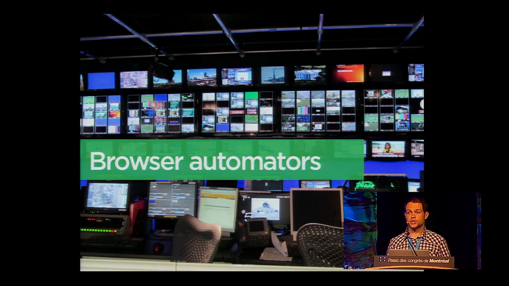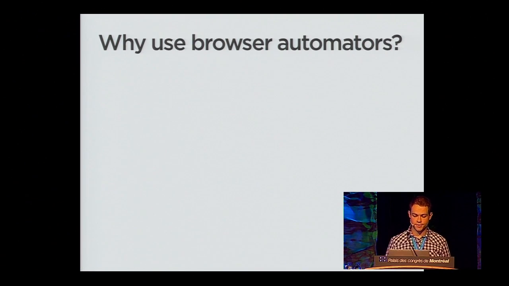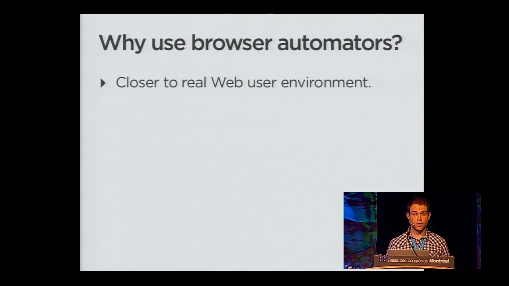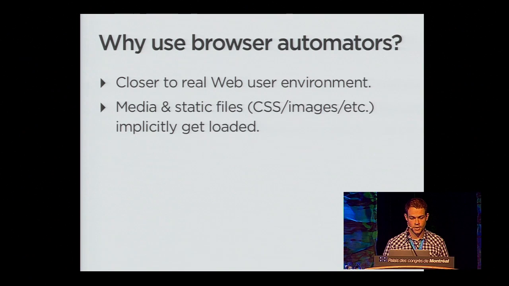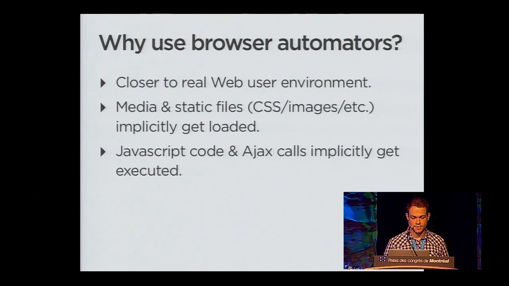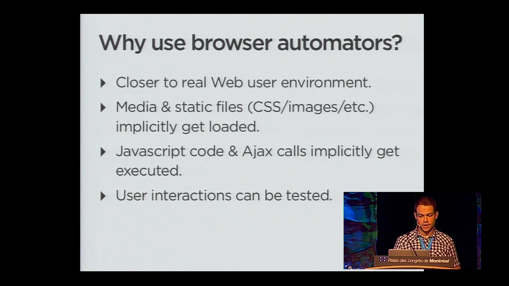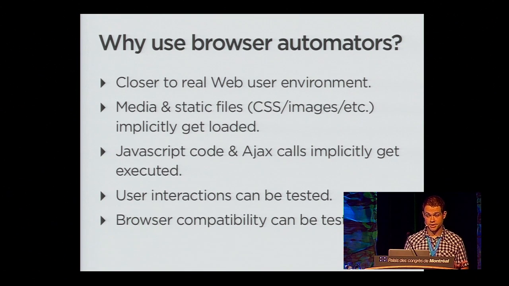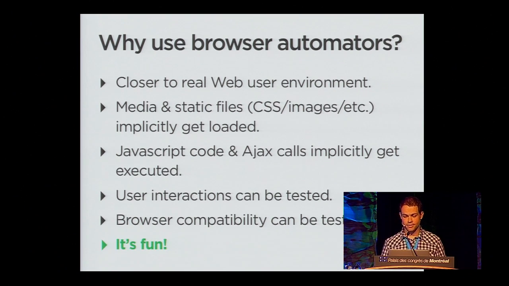And when we deal with functional testing for the web, typically it comes down to using browser automators. Now, why would we be using browser automators? First, because it brings us closer to a real web user environment. All the media and static files, such as CSS, images, etc., they automatically get loaded by the browser. You don't have to worry about any of that. And similarly, any JavaScript code, any AJAX calls implicitly get executed by the browser. And then when all that is put together, it allows you to test user interactions, browser compatibility, and very importantly, it's a lot of fun.